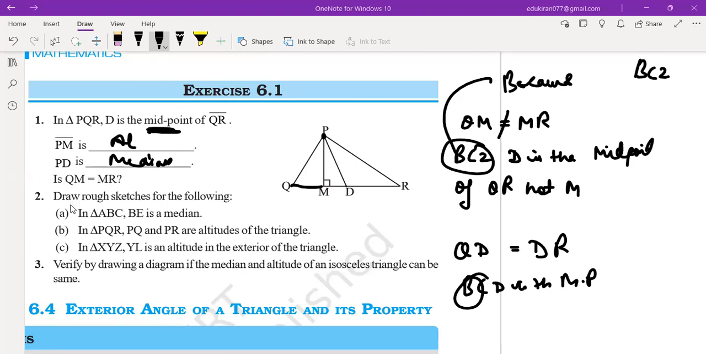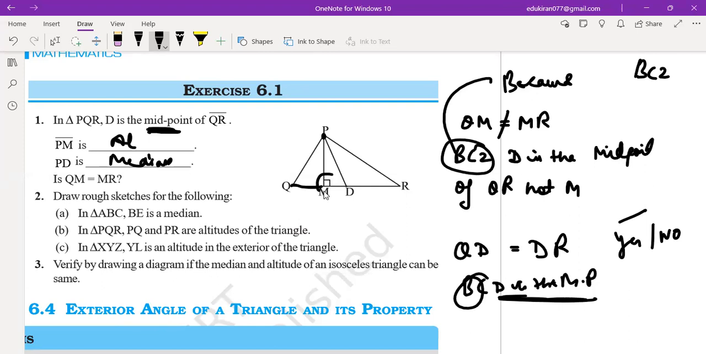Now, you have to draw a rough sketch. Sorry, anyone who was saying something? Yes, ma'am, I didn't get the part like QD equals DR. If I ask you QD is equal to DR, what will you say, yes or no? Yes, ma'am. Why? The reason will be because D is the midpoint. Ma'am, I want to ask one question. Will the altitude be only one in a triangle or many? Yes, it will be only one.